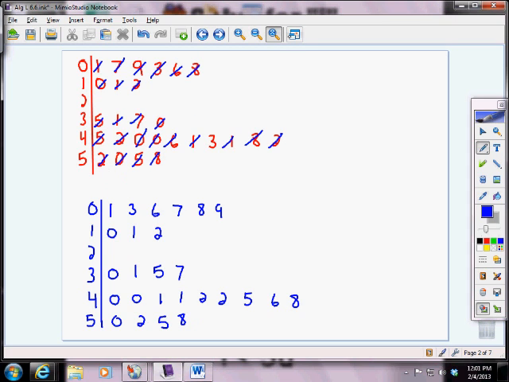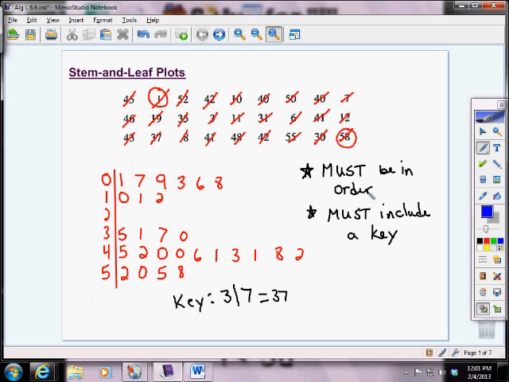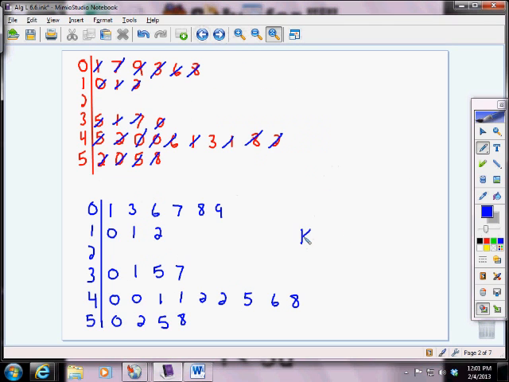So now we have it in order, but don't forget to put your key. And it doesn't matter what number you pick for a key. You just have to represent what the stem and leaf plot means. Okay, so stem and leaf plot, you're showing numbers in order, and that's going to be helpful later on. And you have to have a key.